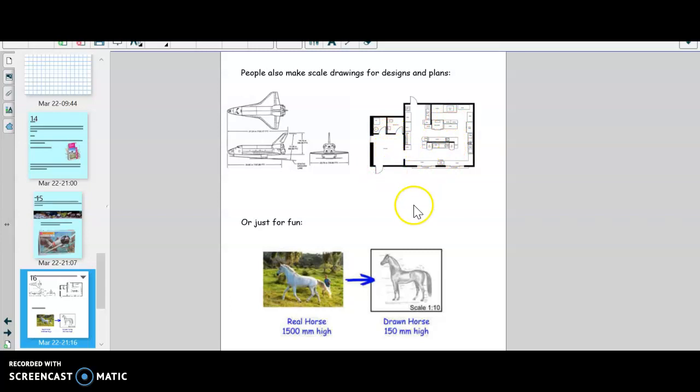It's drawn to scale. The same way as, let's say, a real horse might be 1500 millimetres high. If it was drawn to a 1 to 10 scale, it would only be 150 millimetres high on the drawing.